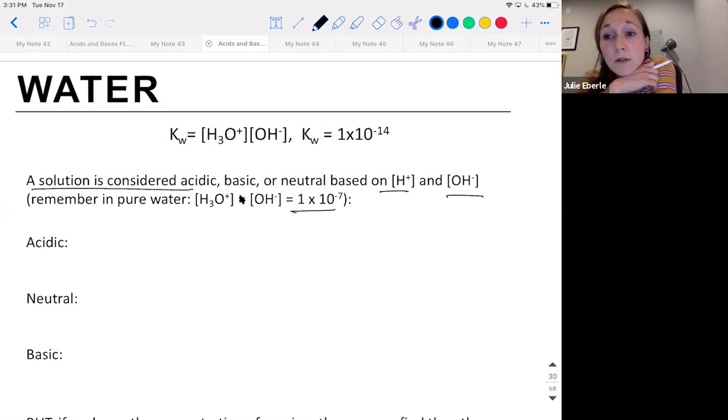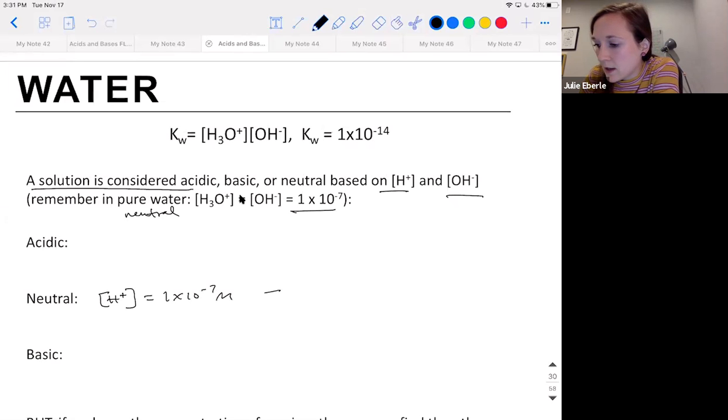Is pure water neutral? Pure water is neutral. So we can already fill this in. If the concentration of H plus is equal to 1 times 10 to the minus 7, and the concentration of OH minus is equal to 1 times 10 to the minus 7, that's a neutral solution.